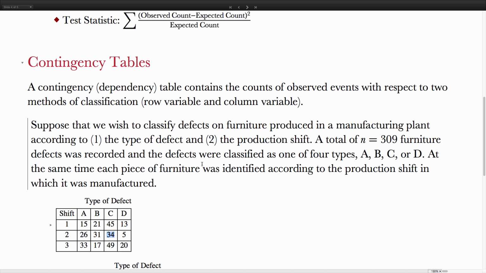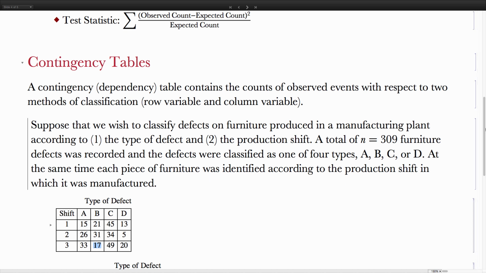So let's look at this number 34. What does that number mean? That number means that of all the defects that we've looked at, 34 of them were manufactured in shift 2 having type C defect. The number 17 here means that another way to look at it is, of all the type B defects, 17 of them were manufactured in shift 3.